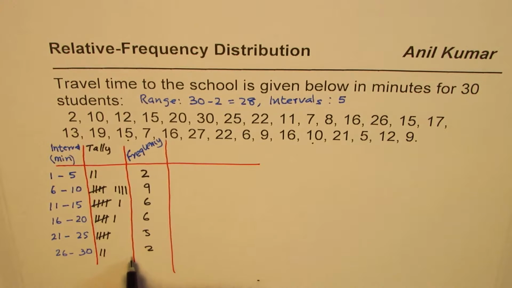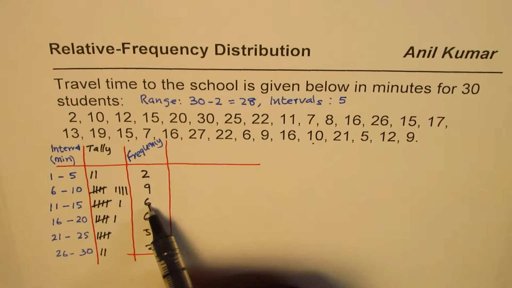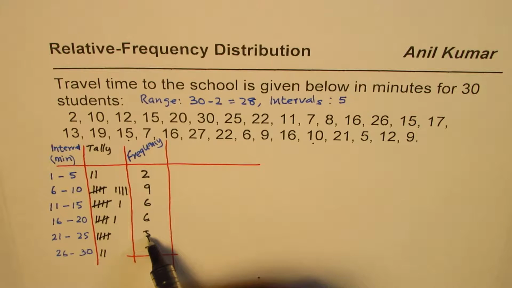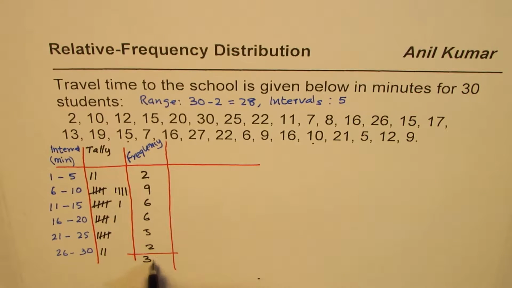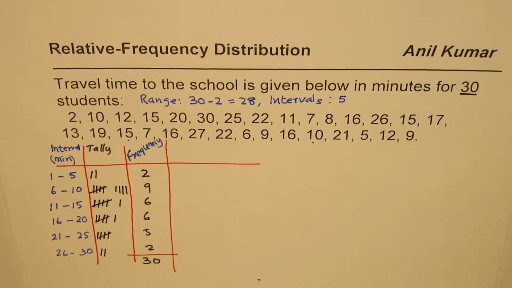It's always a good idea to total the frequency, right? That gives you an idea if we have included all of them or not. 2 and 9 is 11, 11 and 6, 17, 23, 23 and 5 is 28, and 2 is 30. So it says for 30 students, so I hope we have covered them all.